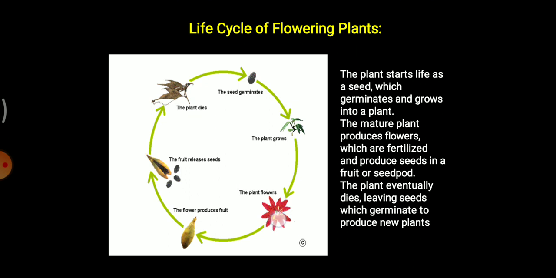The next part is that it produces a flower. This flower again produces some small seeds. The seeds are released into the soil, and the plant dies. This process continues. So this is the life cycle of a flowering plant.